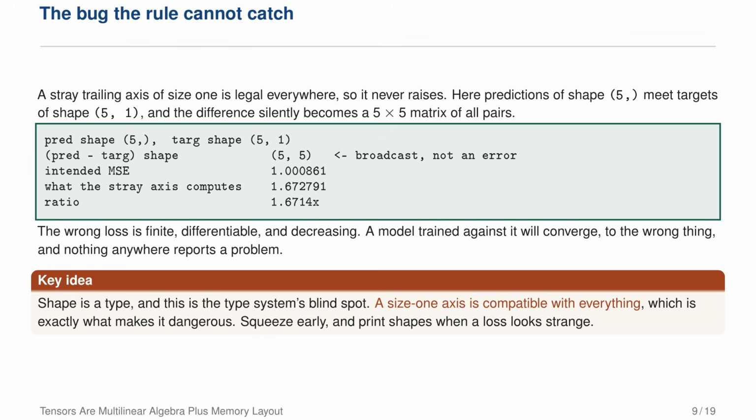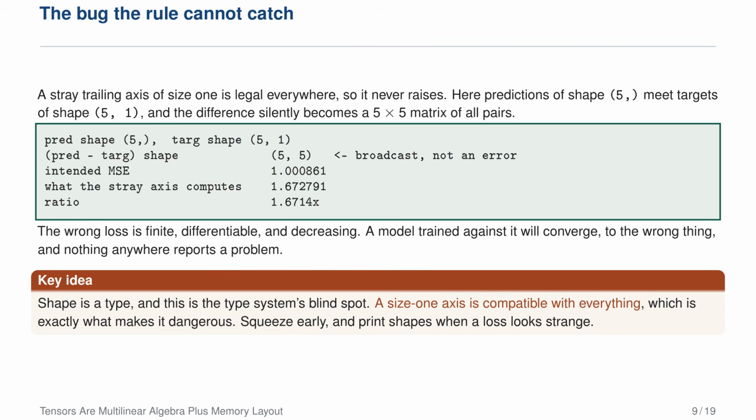And now the bug that the rule cannot catch. A stray trailing axis of size 1 is legal everywhere, so it never raises anything. Watch what happens. The predictions have shape 5. The targets have shape 5 by 1, because something upstream kept a column. Their difference is not rejected. It quietly becomes a 5 by 5 matrix of all pairs, and the mean of its squares is a perfectly good number. The intended error and the one the stray axis computes differ by a factor of about 1 2/3. The wrong loss is finite, it is differentiable, and it decreases. A model trained against it converges to the wrong thing, and nothing anywhere reports a problem.